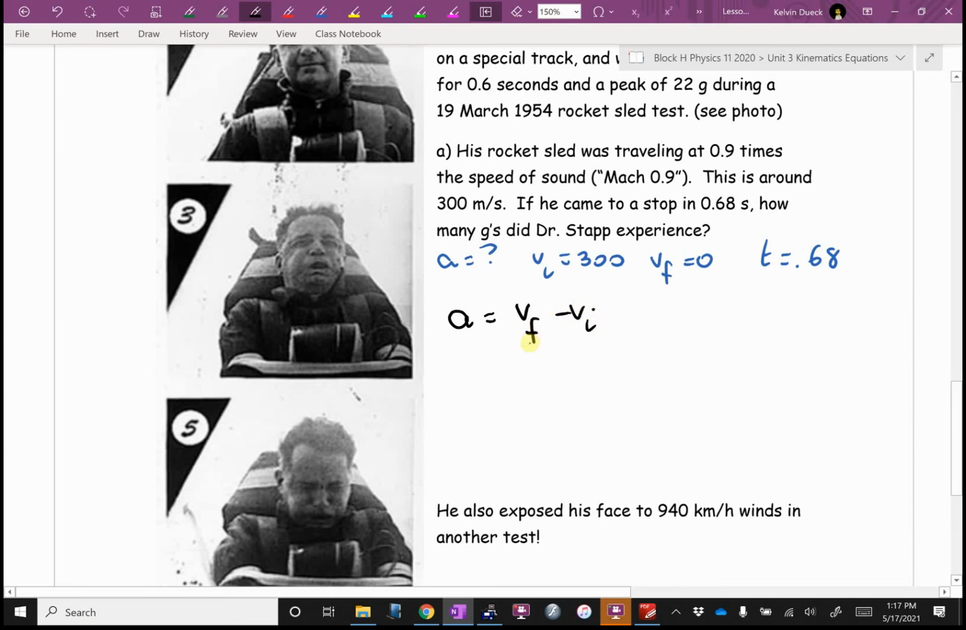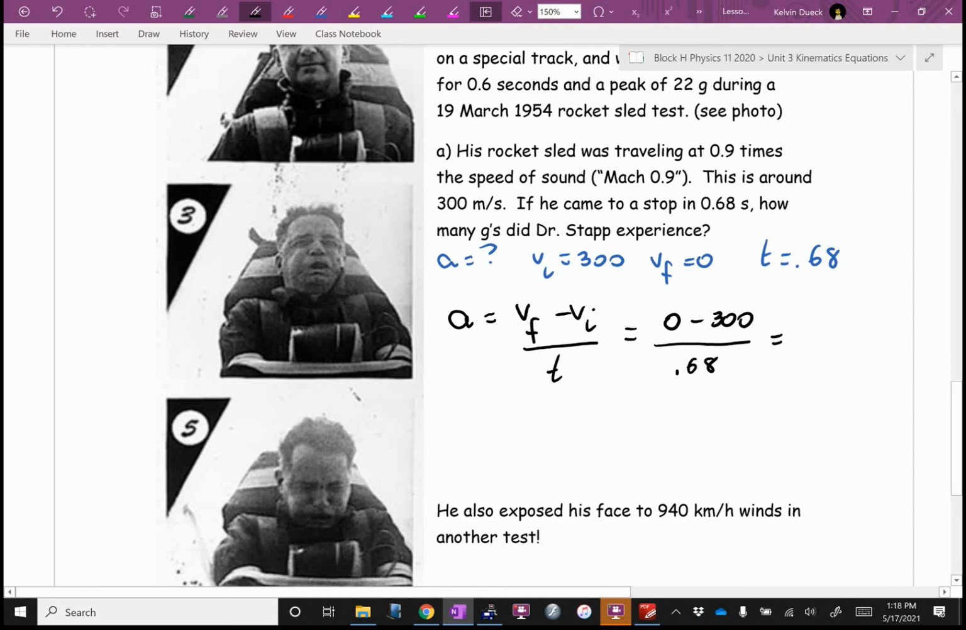And then we have time. What is it doing to A? It's multiplying, so we divide by time. So there's our new equation. You've probably seen that one enough that when you see it, you recognize it and go, oh, yeah, I think I've done it right. So if we plug this in, we're going to get 0 minus 300. By the way, was Colonel Stapp speeding up or slowing down? Am I expecting a positive acceleration or a negative acceleration?